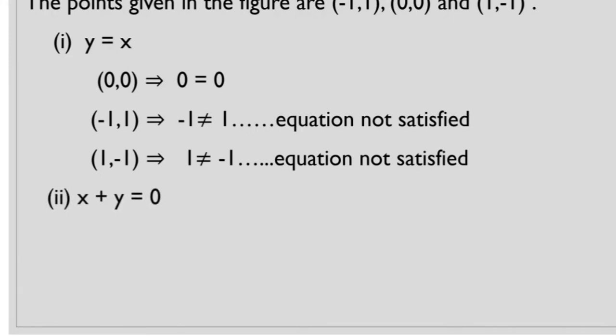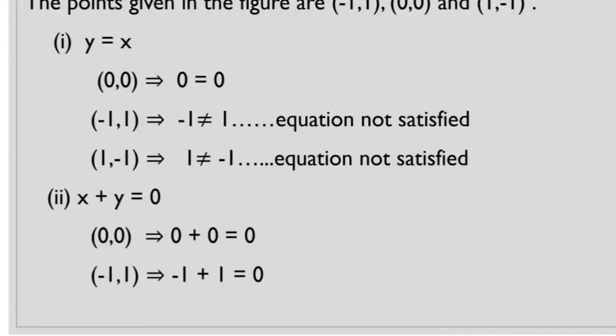Second equation is given as x plus y equal to 0. Now let's see whether it is satisfied or not. 0, 0 implies that 0 plus 0 will give 0. Here one by one we are putting the values of the x coordinate and y coordinate in the given equation, and then we are trying to find it out. Here you can say x and y variable, and then we are finding out the solutions. So this is satisfied, 0 equal to 0.